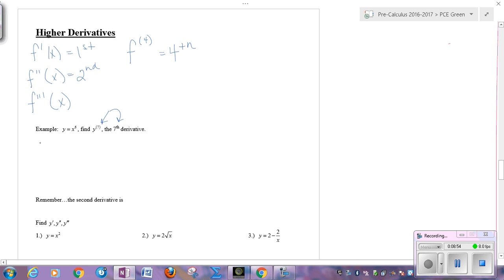So each time you do this, you can just use your power rule. So if y equals x to the 6th, the first derivative would be 6x to the 5th. The second derivative would be 30x to the 4th. The third derivative is 120x cubed. So as long as you can multiply, this is pretty easy. The fourth derivative now becomes 360x squared.